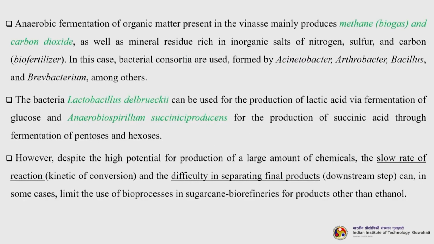Anaerobic fermentation of organic matter present in the vinasse mainly produces methane and carbon dioxide as well as mineral residue rich in inorganic salts of nitrogen, sulfur and carbon. In this case, bacterial consortia are used, formed by Acinetobacter, Arthrobacter, Bacillus and Brevibacteria among various other species. The bacteria Lactobacillus delbrueckii can be used for the production of lactic acid via fermentation of glucose, and Anaerobiospirillum succiniciproducens for the production of succinic acid through fermentation of pentoses and hexoses.